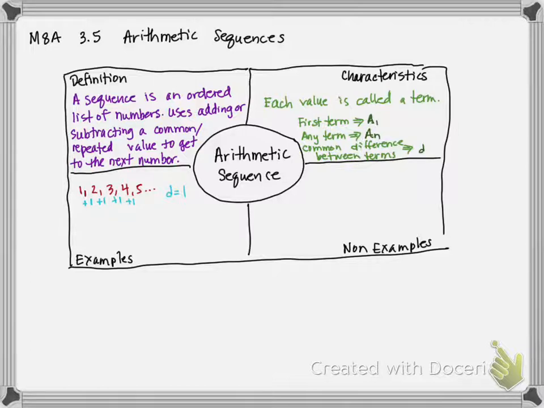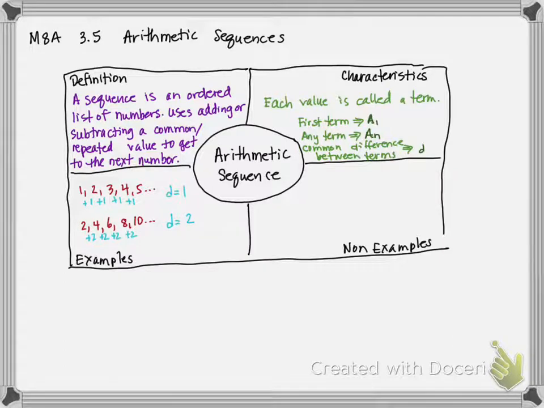Let's do another one. Again, pretty recognizable. 2, 4, 6, 8, 10, and so on. So in this one, let's see. 2 plus 2 is 4. 4 plus 2 is 6. 6 plus 2 is 8. 8 plus 2 is 10, and so on. So the common difference in this particular one is a 2.